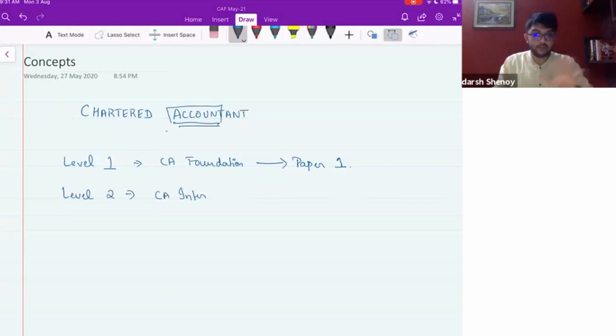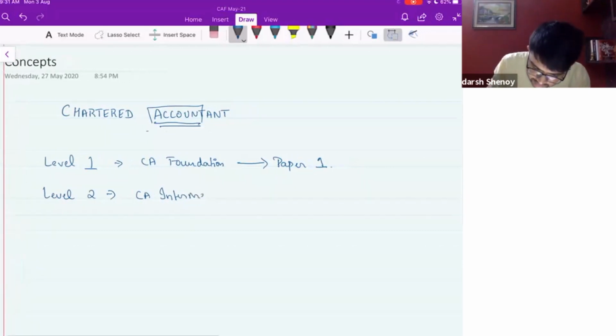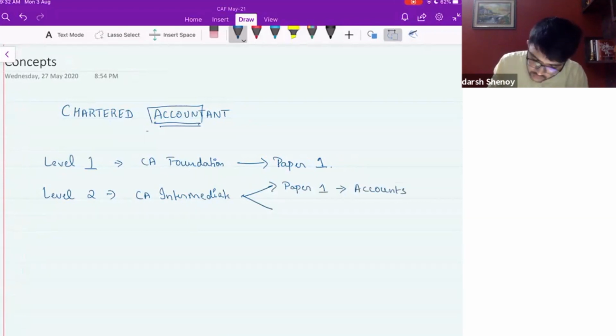Here there are 8 papers. Okay, 2 groups, it's split into 4 plus 4. In this, CA Intermediate we call it, but the pet name is CA Inter. The 8 papers are split into 2 groups, and paper number 1, the first paper of the first group, is again accounts, and paper number 5 is also accounts. We call it advanced accounting.